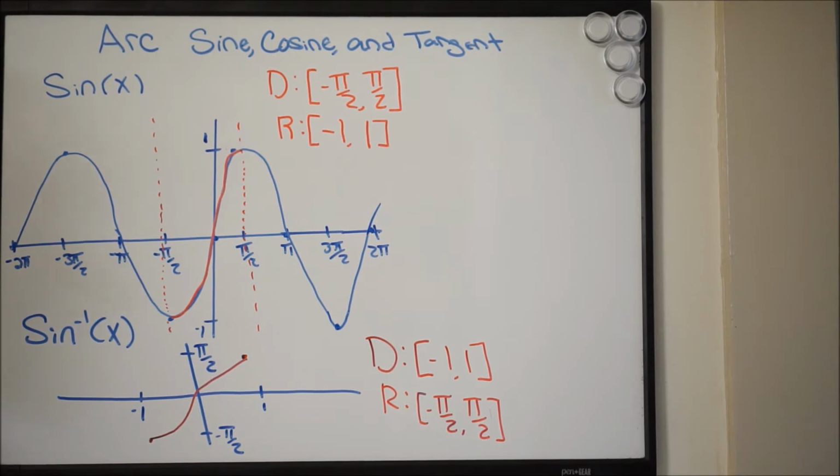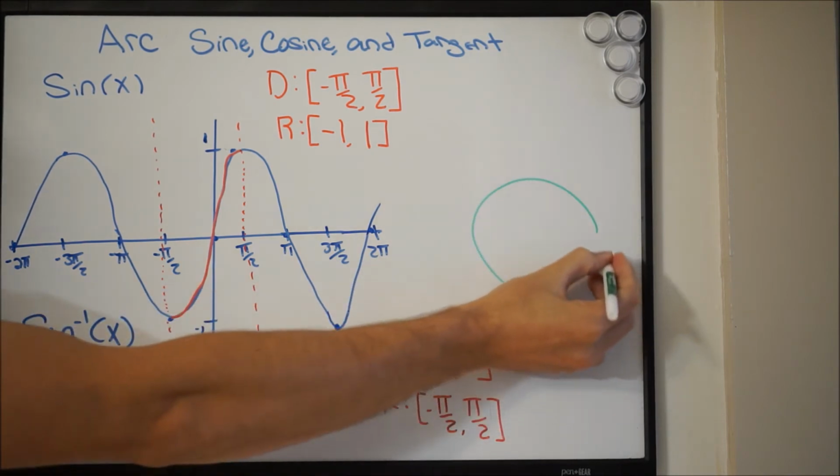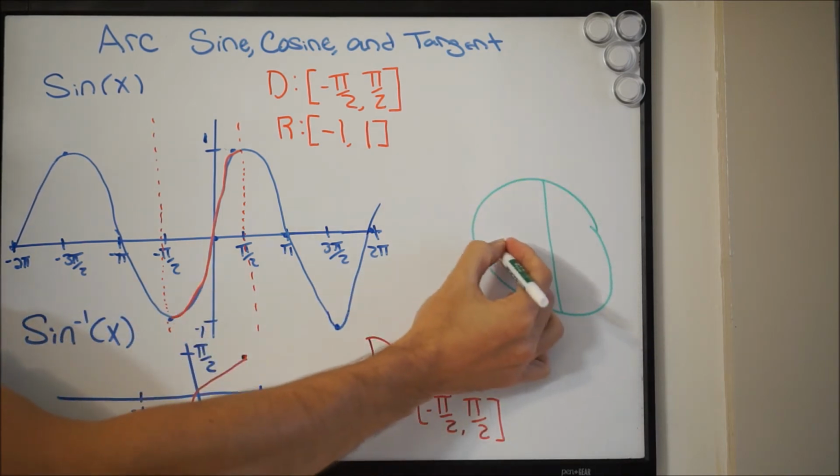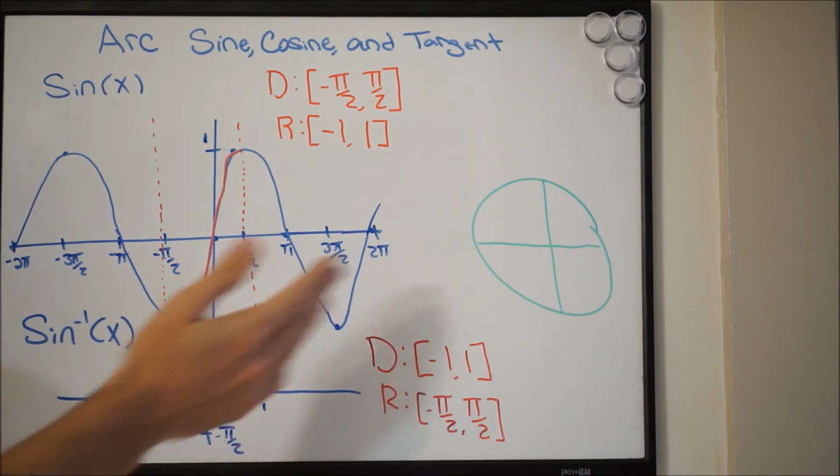And for more of a visual, we can represent this on the unit circle. If we were to create the unit circle real quick, we get something like this, and we'll divide it into the 4 quadrants. So our range, again, is going from negative pi over 2 to pi over 2.